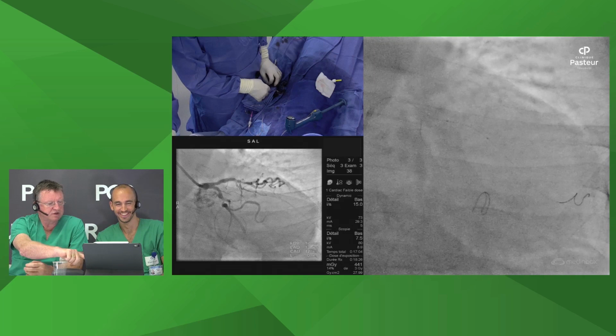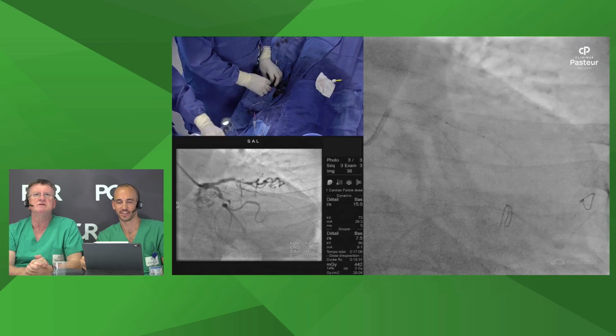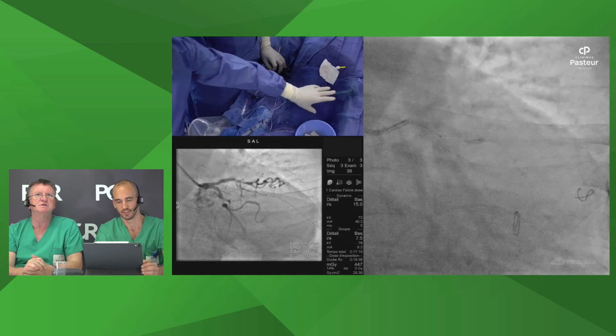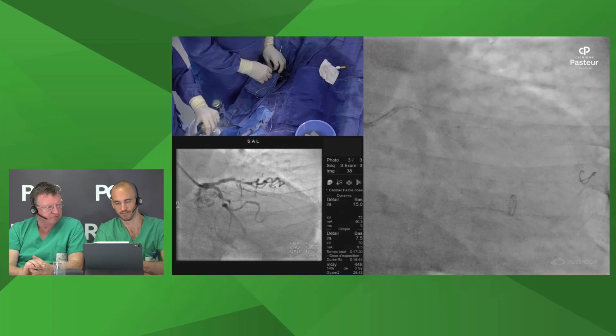There is a question: why not pre-dilate with a bigger balloon? But I'm not sure about that. I think there's a dissection risk in doing that. Your balloon's been up to nearly 3 millimeters in diameter already. I think the main problem is compliance and tortuosity, calcification. Yeah. Now we have a better position of the wire in the first OM branch.